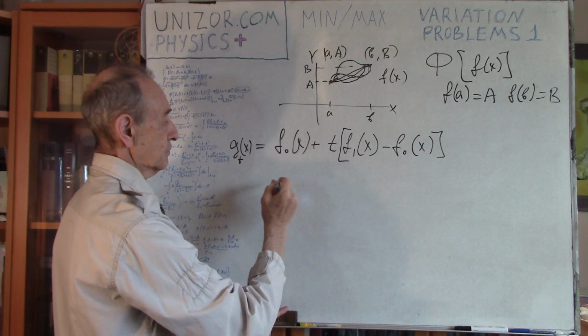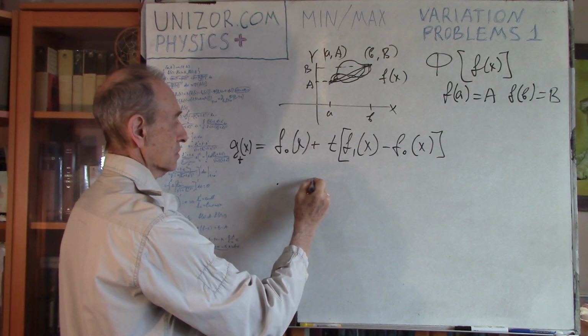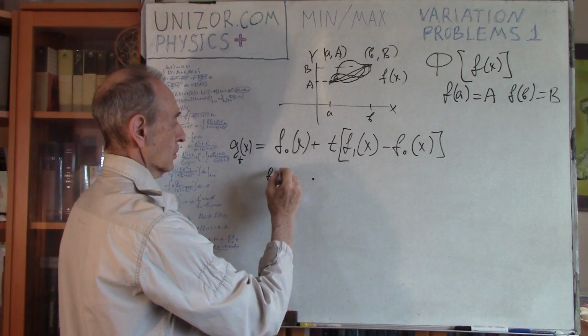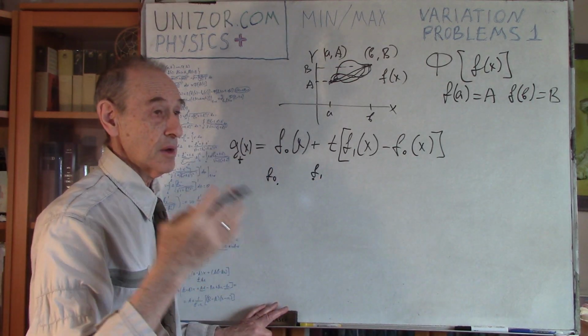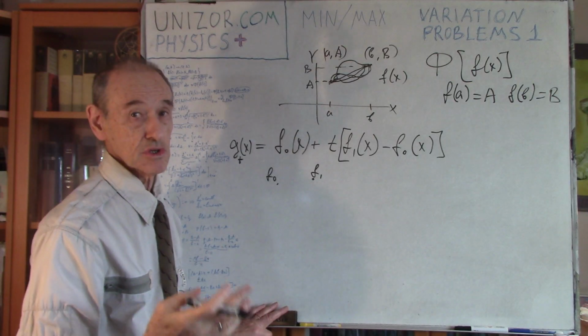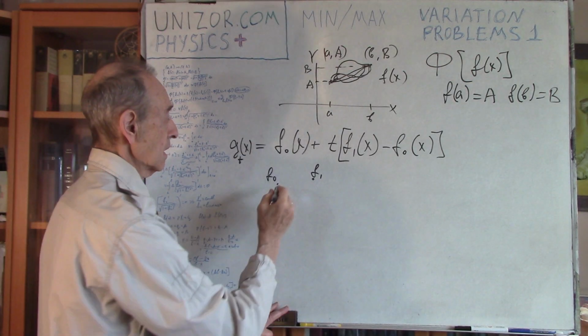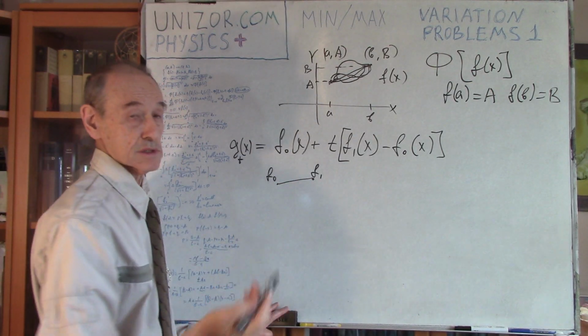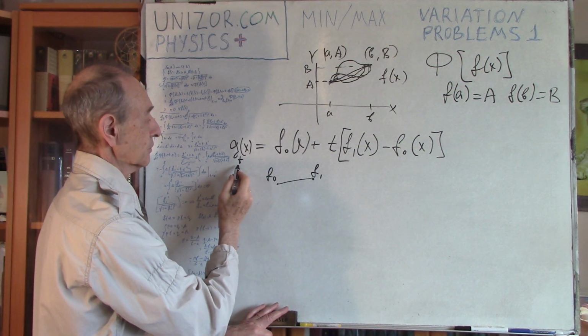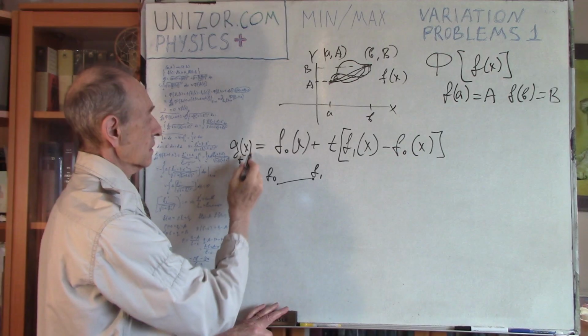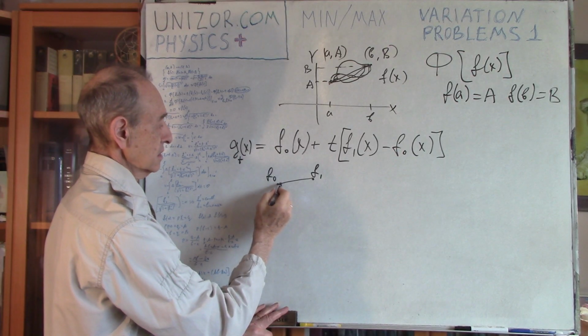So if you consider functions f0 and f1 as points in some kind of infinite-dimensional space of all the functions, this represents basically a straight line between these, and for every value of t, this function is somewhere on that line.